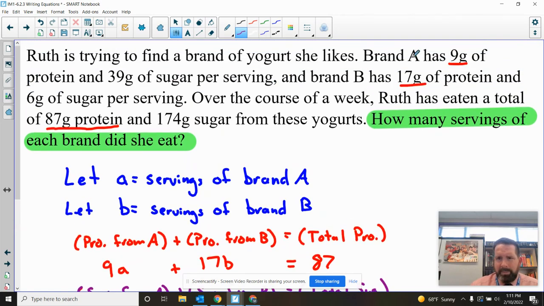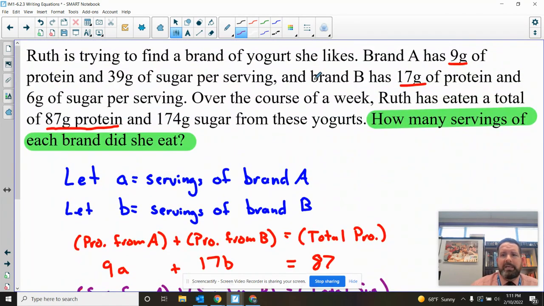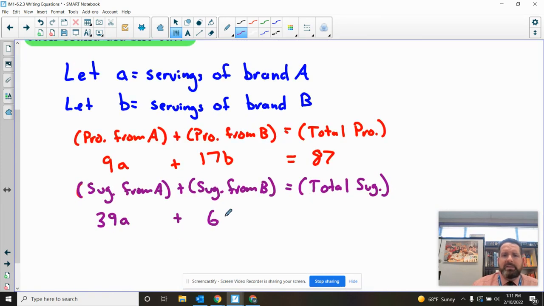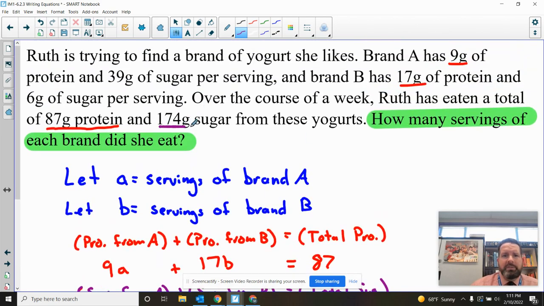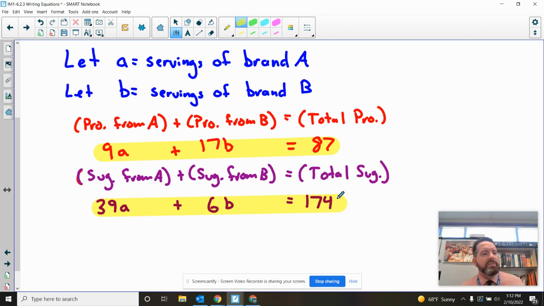So as I'm looking, brand A has 39 per serving. So 39 grams times the number of servings plus brand B has 6 grams per serving. So 6 times the number of servings. And then the total altogether was 174. And there are my two equations. And for today, that's all I want you to do. Write the equations. You don't need to do anything beyond that.